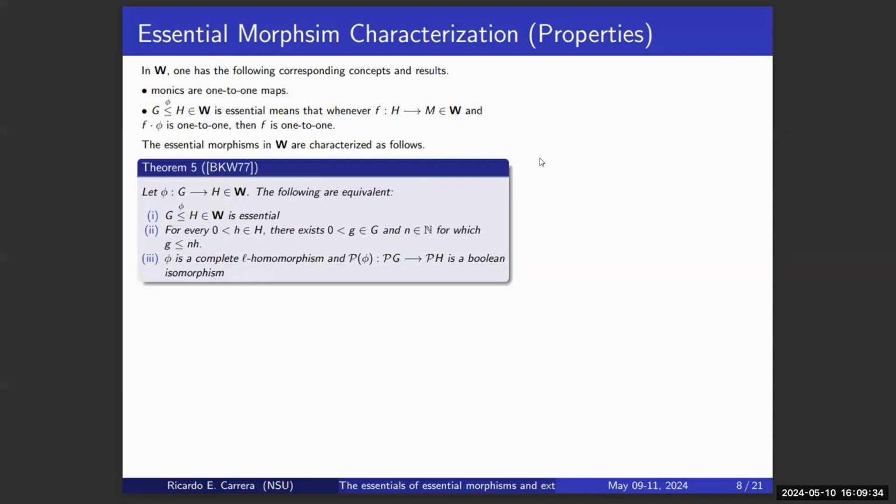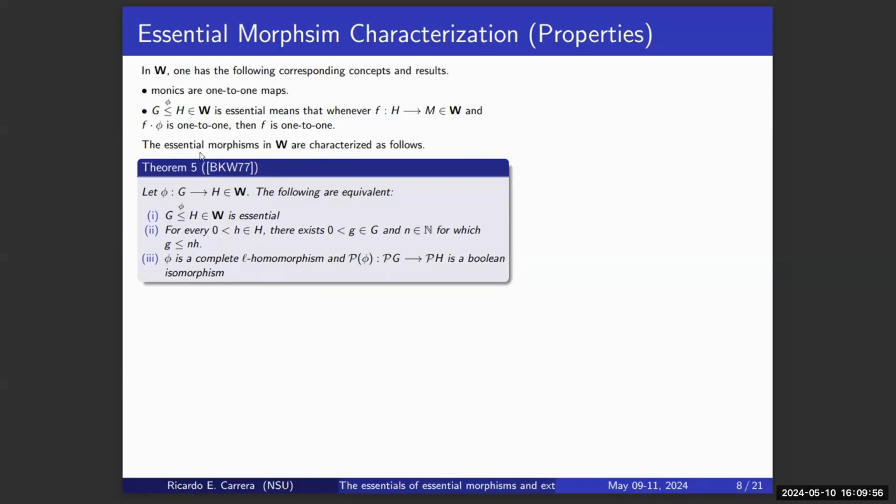All right, so what does this have to do with W? Well, the way that this is related to W is as follows. In W, a lot of the results that we just saw, W has the same corresponding results. And so, for example, in W, the monics are one-to-one maps. And then you can define essential extension in the same fashion, right? If the composite is one-to-one, then F is one-to-one.